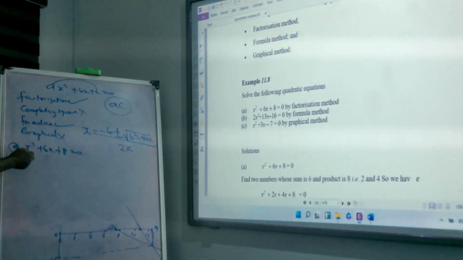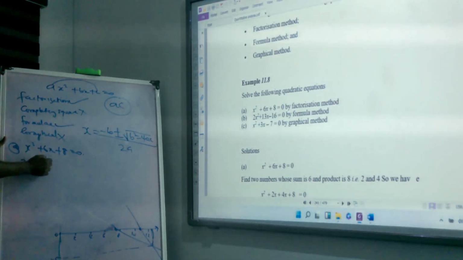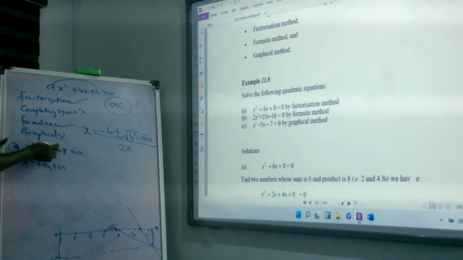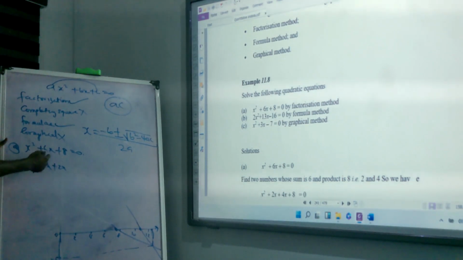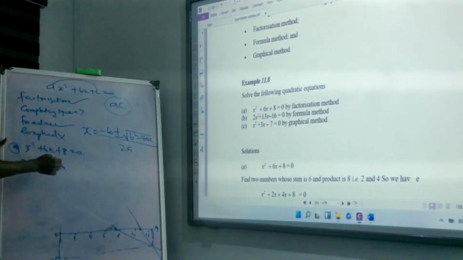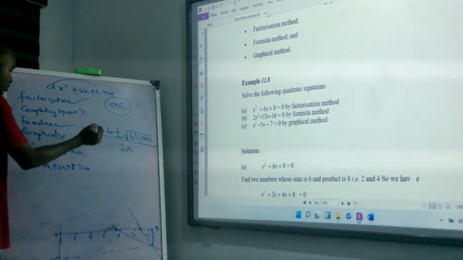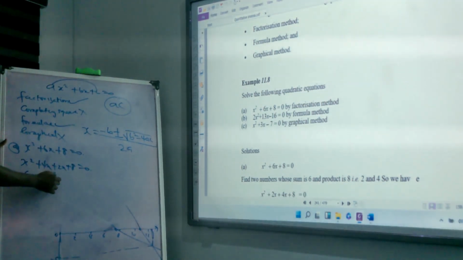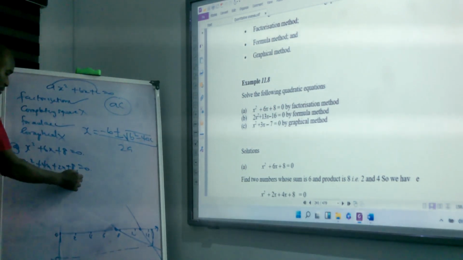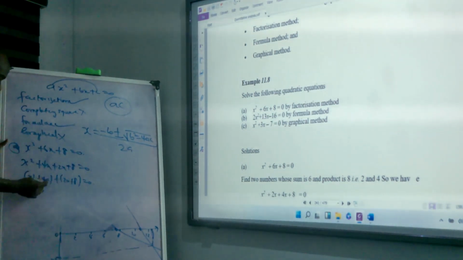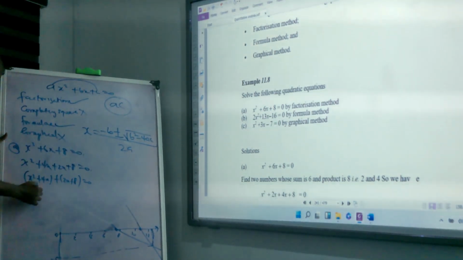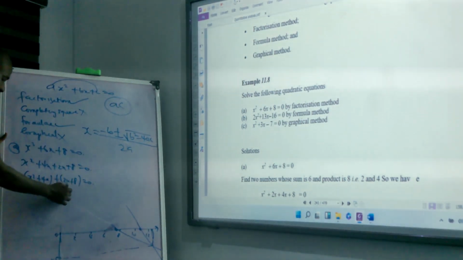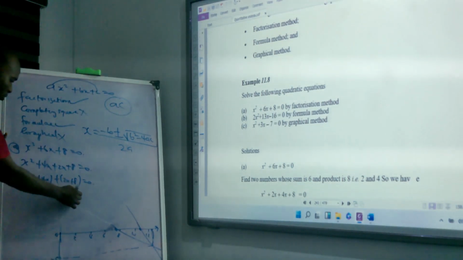So we will say x squared plus 4x, which is the first factor, plus 2x, which is the second, will replace 6x. Or you can say plus 2x plus 4x will replace 6x. So that is plus 8 equals 0. We will now group the first two and group the second two. So what's common here? x is common, x plus 4. And what is common here? 2 is common, x plus 4 as well.